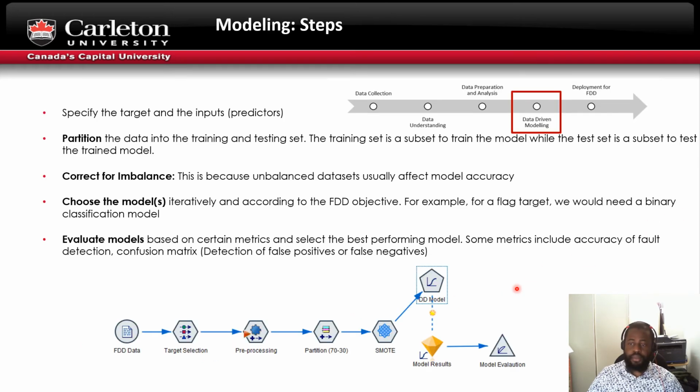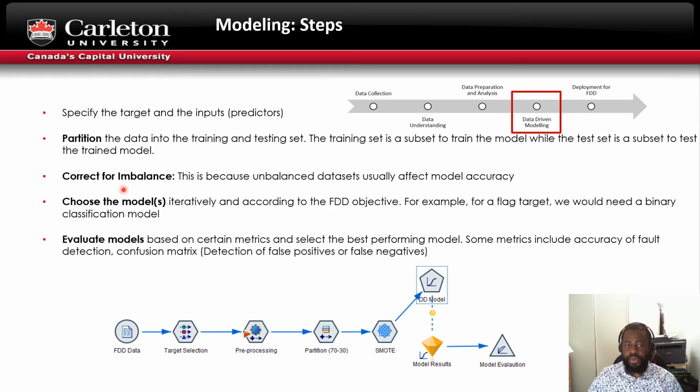So the next step in the workflow is data-driven modeling. The modeling has a few steps that we've summarized here. We specify the targets, which define the fault. We specify the inputs, which are the predictors, and then we partition the data into the training and testing set. The training set is what we use to train the model, and the test set is the part of the data to test the trained model.